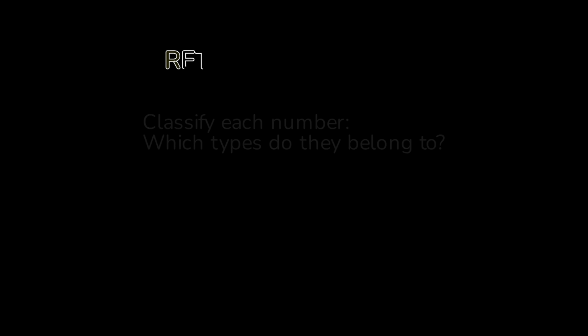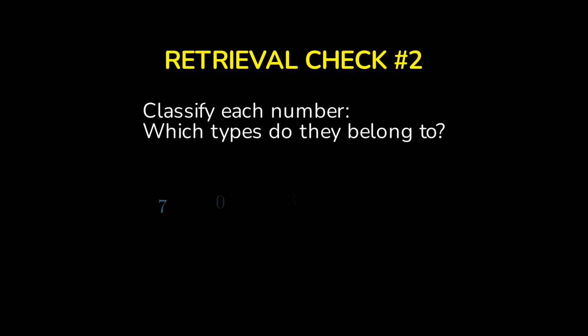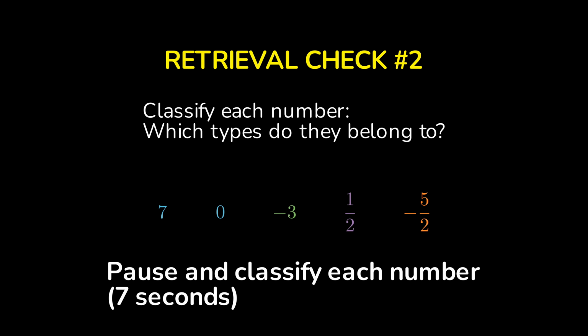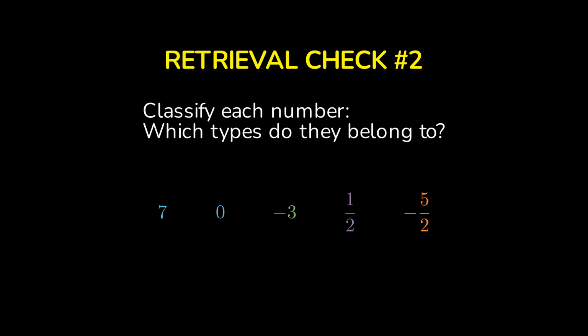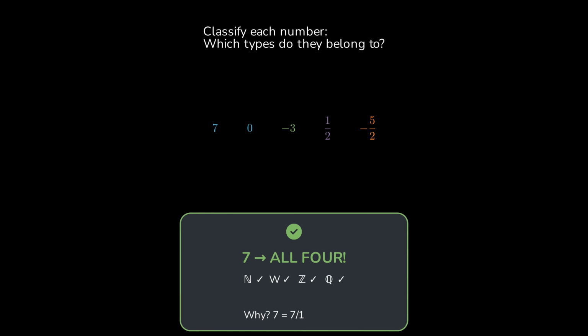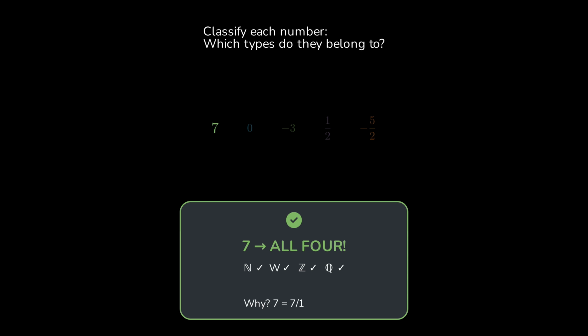Quick check. Classify these numbers: 7, 0, -3, 1/2, and -5/2. Pause and think. Which types are they? 7 seconds to think. Let's check your answers. 7 is natural, whole, integer, and rational. All 4 types. Because 7 equals 7/1.